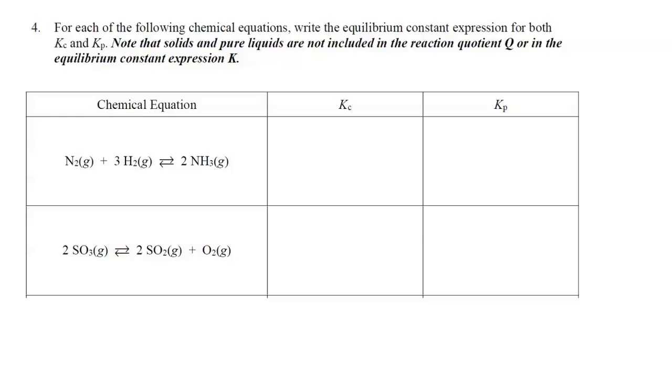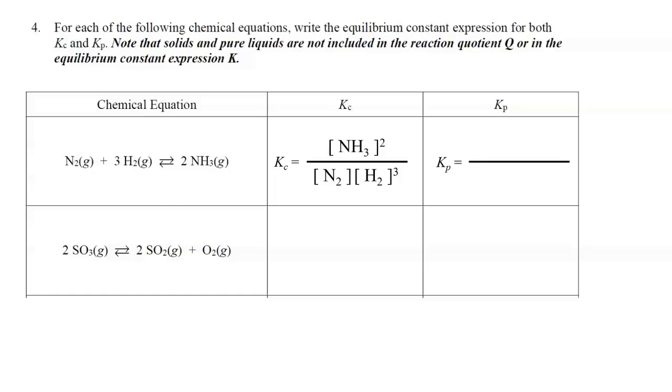In the first chemical equation, the reactants are nitrogen, N2, and hydrogen, H2, and the product is ammonia, NH3. To write the Kc expression, we're going to use hard brackets to represent the concentration of each substance. It will be products over reactants, and the concentration of each substance is raised to the power of its coefficient. So we have the concentration of ammonia squared divided by the product of the concentration of nitrogen times the concentration of hydrogen cubed.